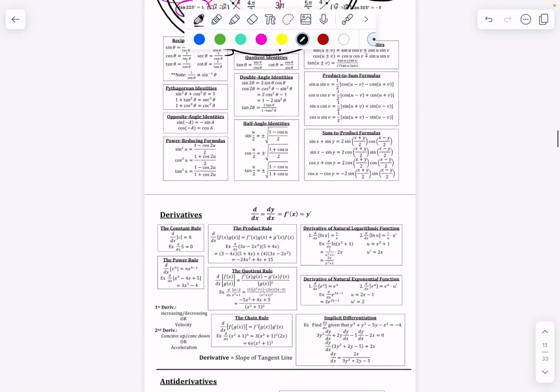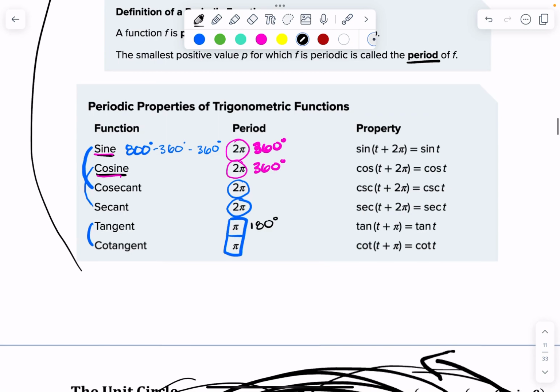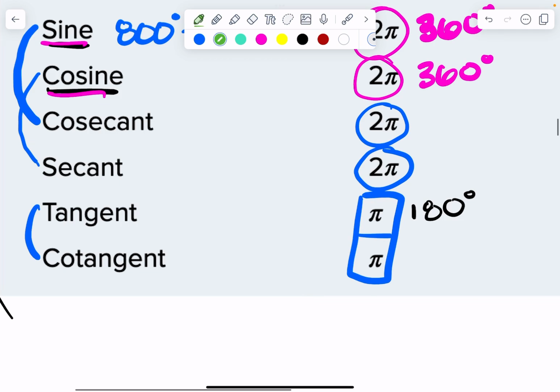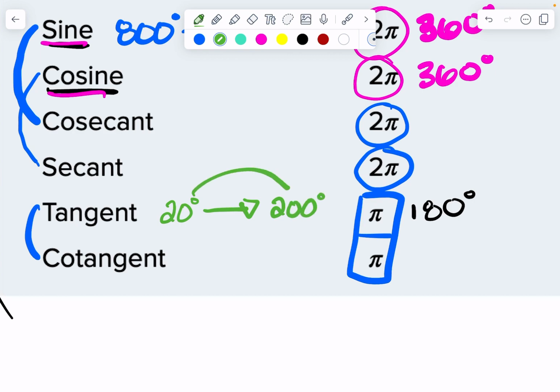So let's go to, that just has to do with the period, like how long before those values start to repeat, okay? So tangent, let me just think about this. Let's say I have 20 degrees and I'm trying to find tangent of 20 degrees. That will be the same value as tangent of 200 degrees because there's a 180 degree difference between them, okay?